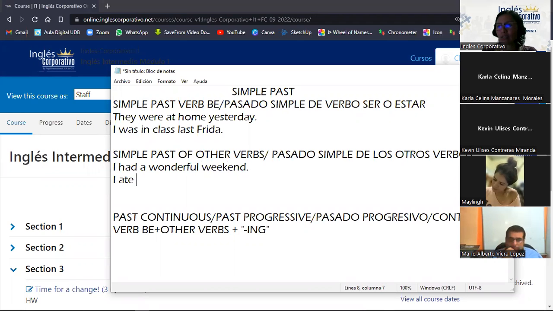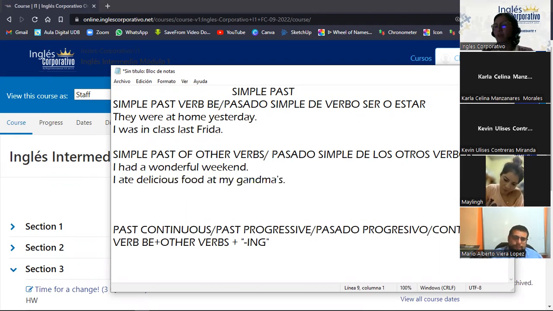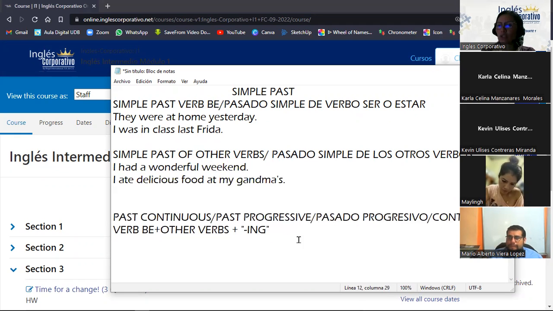I ate, what? Delicious food at my grandma's, right? Okay, en la casa de mi abuela, right? So I ate delicious food at my grandma's, okay? And I can continue, right? So the past continuous is different, right? Because actually with past continuous, we combine these two things, right?